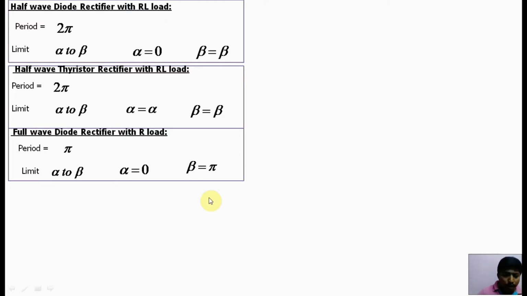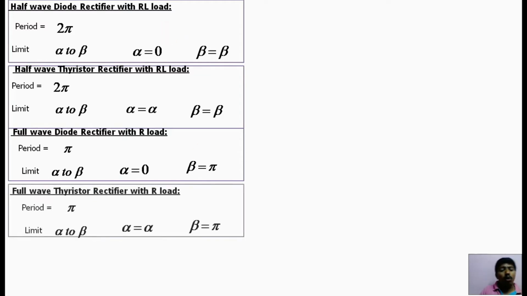Then full wave thyristor rectifier with R load. Full wave, so period is equal to pi. Thyristor, so alpha is equal to firing angle alpha. R load, beta is equal to pi.